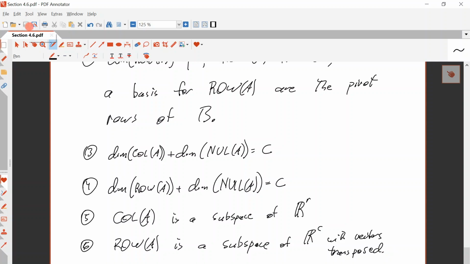Okay, so that is just a little summary of these properties.